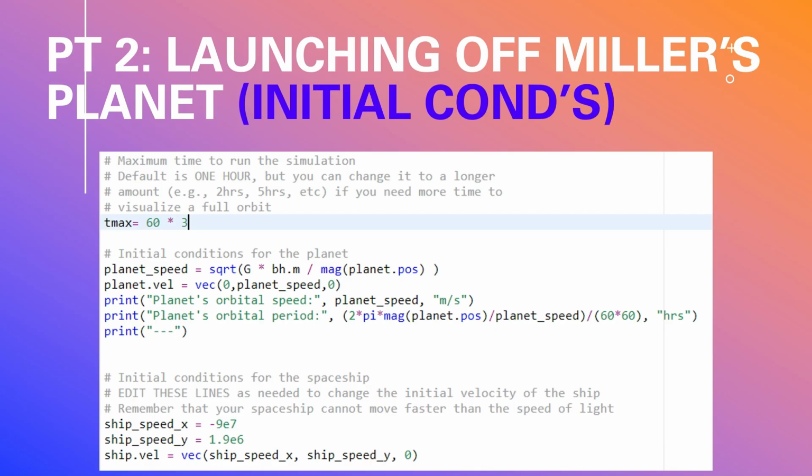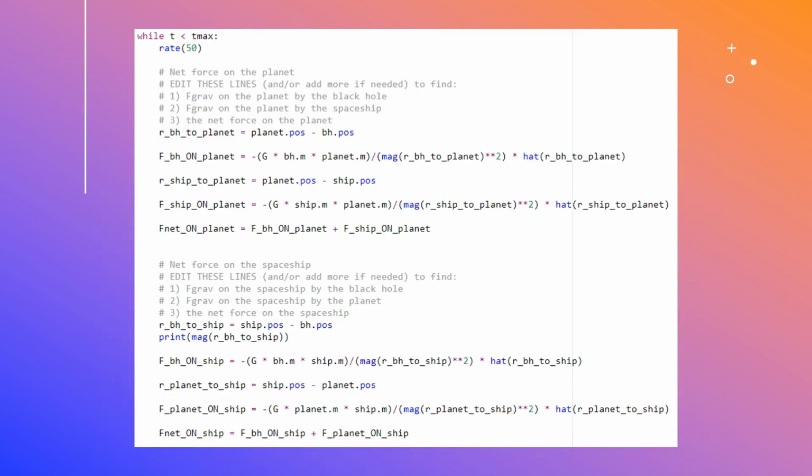Then for part 2, we're launching off of Miller's planet from Interstellar, right? So these are our initial conditions. You can see the ship speed x and ship speed y. Those were the ones I decided on, and I attained those through trial and error. But the initial conditions and Tmax, which I calculated to be 3 minutes, you can see here. I'm going to be a little less detailed here because of time, but as you can see, the distance between the black hole and the planet is just the position of the planet minus the black hole's position. That's the same way we calculated the distance between ship and planet.